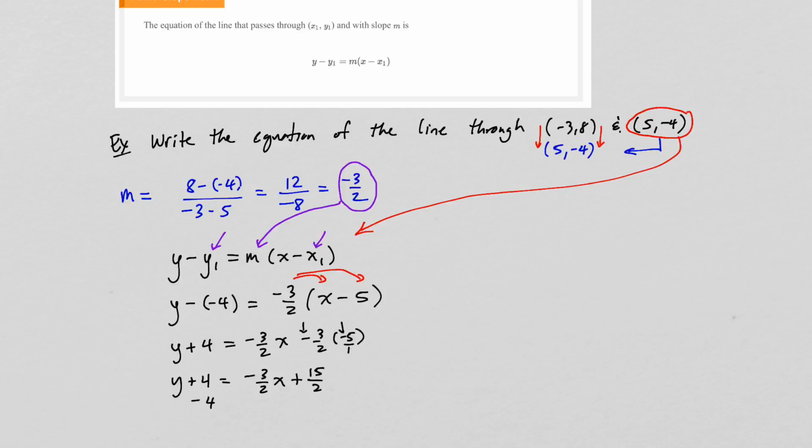And then we'll subtract 4 from both sides. And this gives us y equals -3/2 x plus 15/2 minus 4. Again, 4 is the same as 4/1. So I'll multiply top and bottom by 2 to get a common denominator. And this is -3/2 x. And let's do a little mental math here. 15/2 minus 8/2 is positive 7/2.